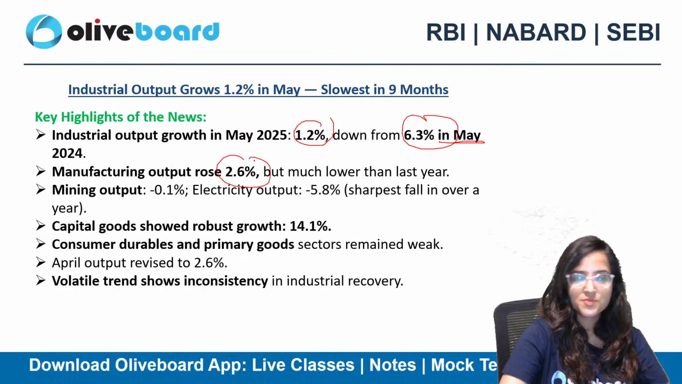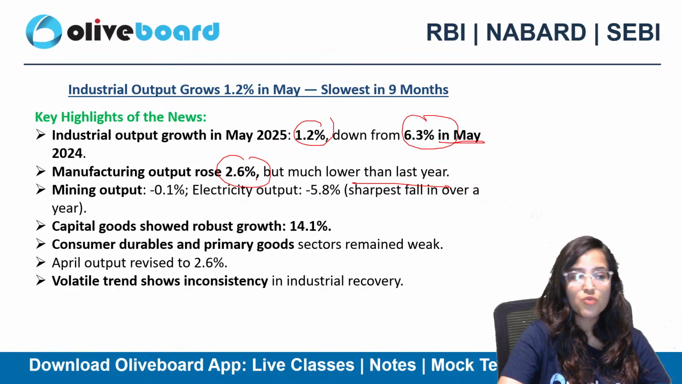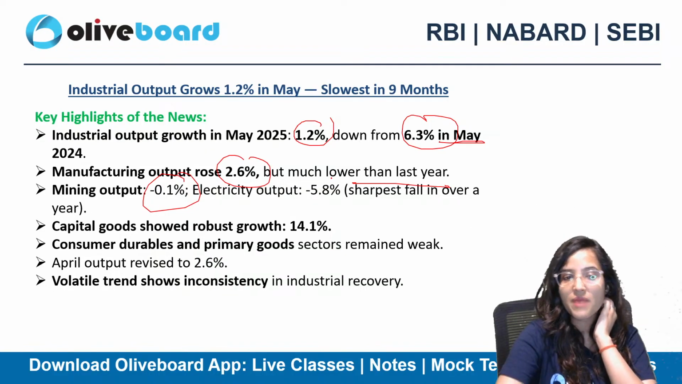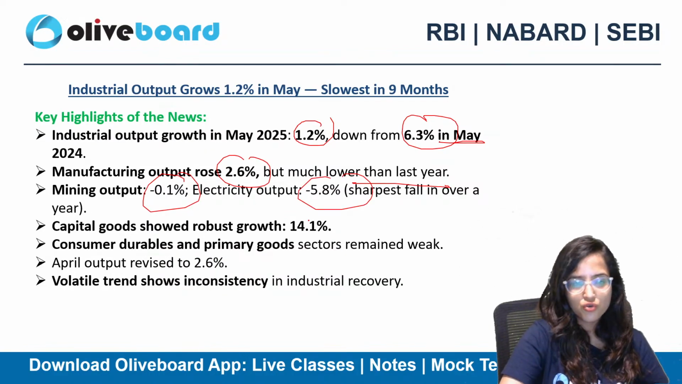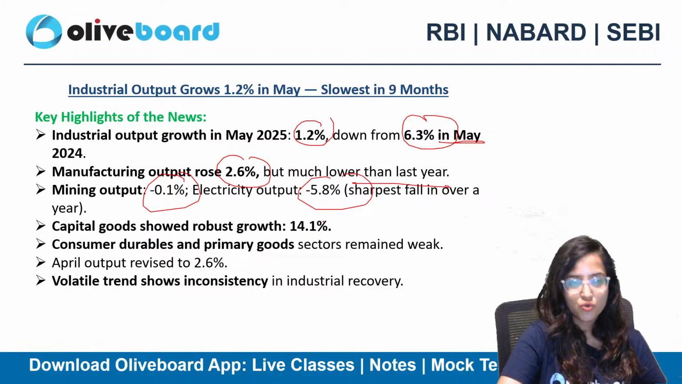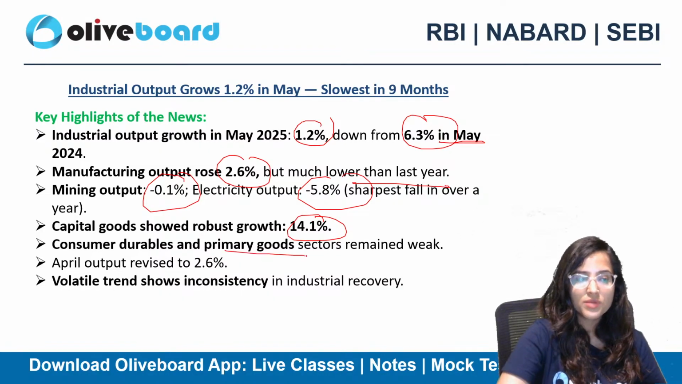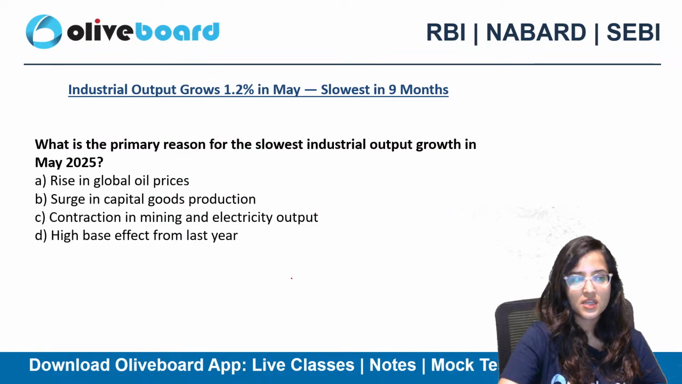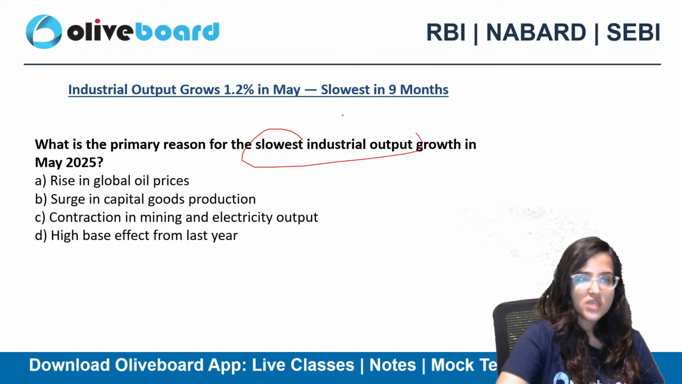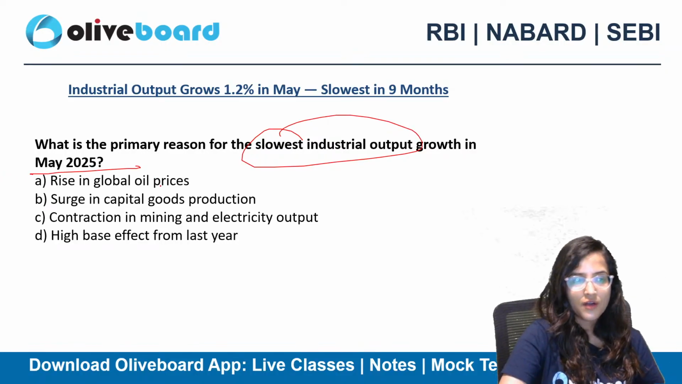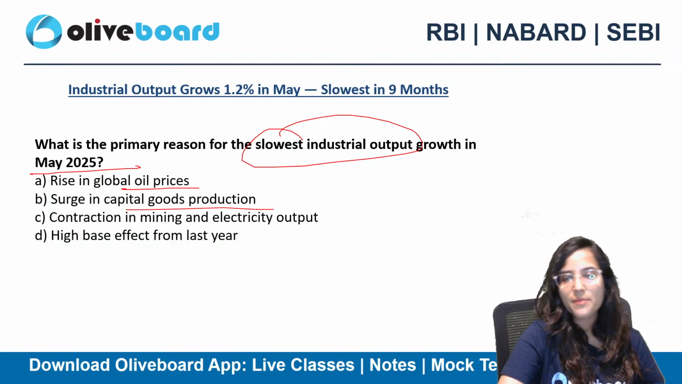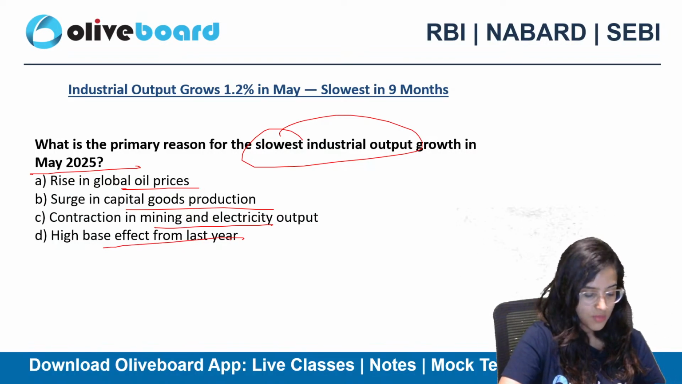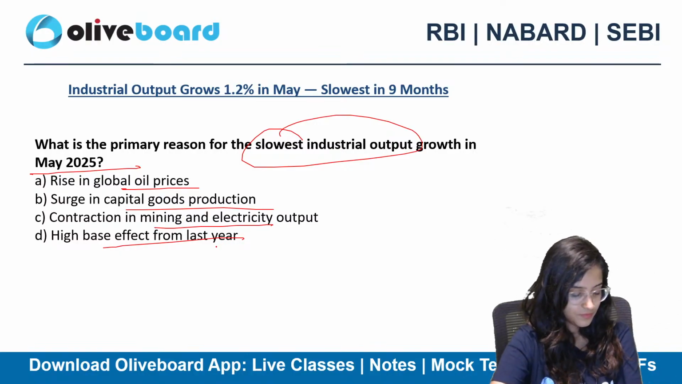Manufacturing output rose 2.6%, which is much lower than last year. Mining output, where you can see a decline of 0.1%. Electricity, where minus 5.8%. Capital goods showed a robust growth, 14.1%. Consumer durables and primary goods sectors were also weak. Volatile trends show inconsistency in industrial recovery. So, what is the primary reason for the slowest industrial output growth in May 2025? Rise in global oil prices, surge in capital goods production, contraction in mining and electricity output, high base effect from last year. What is the answer?